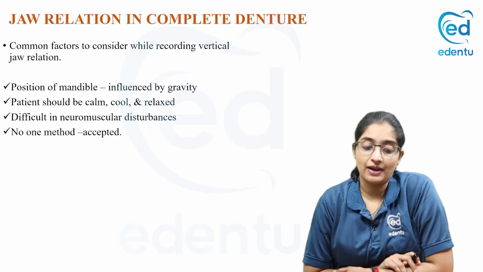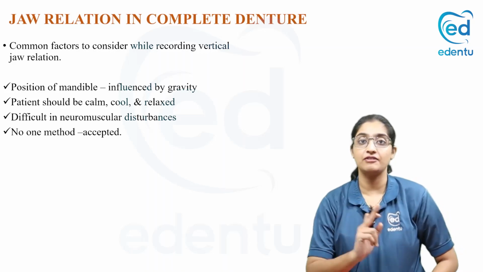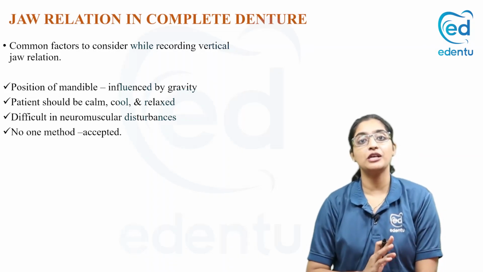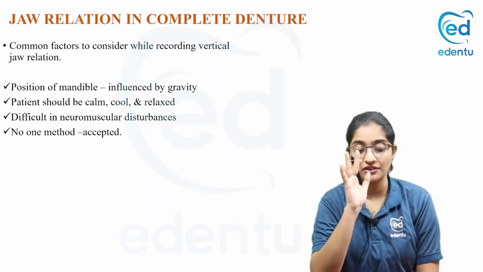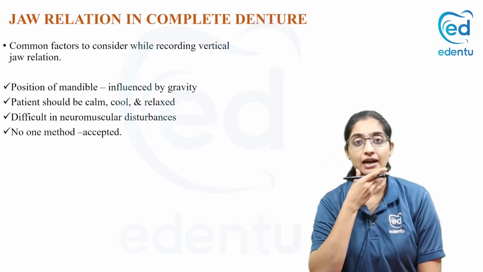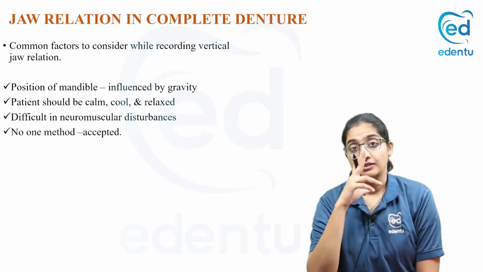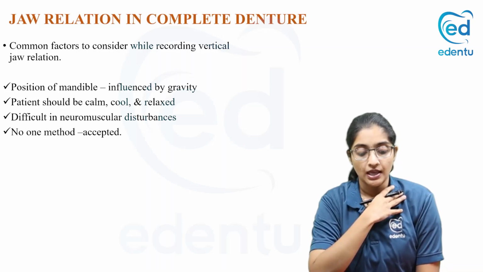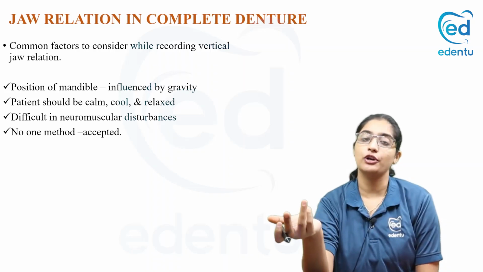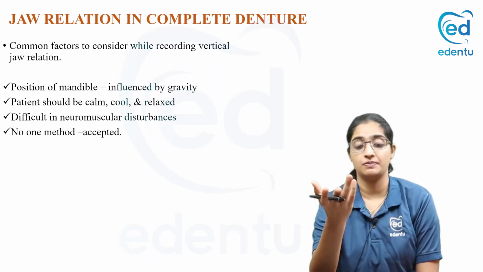Now, coming to the common factors to consider while recording vertical jaw relation: the position of the mandible is influenced by gravity. Therefore, you can't have the patient reclining back or tilting in front. The patient should be calm, cool and relaxed and with the mandible parallel to the floor. It is difficult to record in patients with severe neuromuscular disturbances. And you have various techniques for recording the same. You don't have a single one-shot technique. You can record it in various methods.